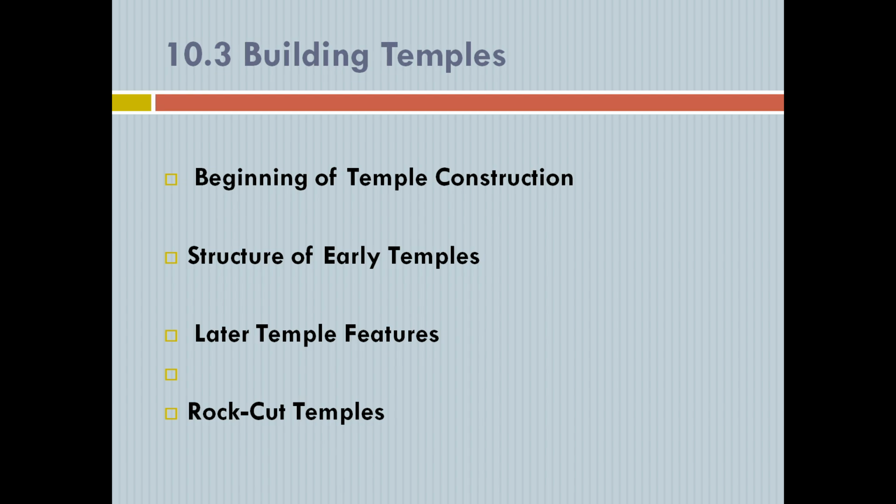Now let's see the temple features. Many features were add-ons, and we call these later temple features. What were the add-on features? Assembly halls, huge gateways, water arrangements, and larger complex designs.